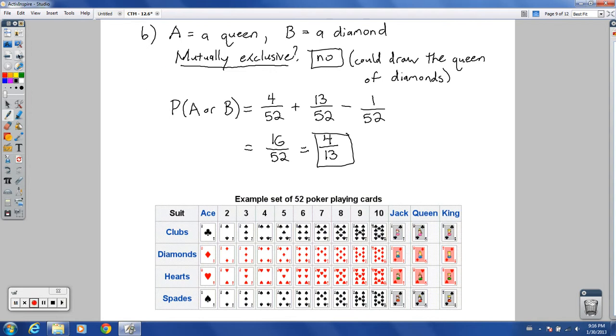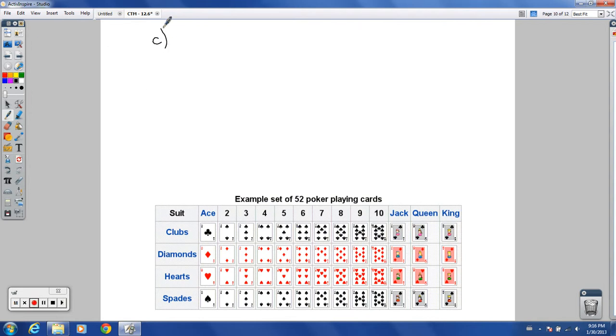And then part C, let's see what we got for part C. Let's say in this one, A is going to be draw a picture card. So more options with that than just a single queen or king or jack. And then B, let's say, is a spade. So B, you choose a spade.